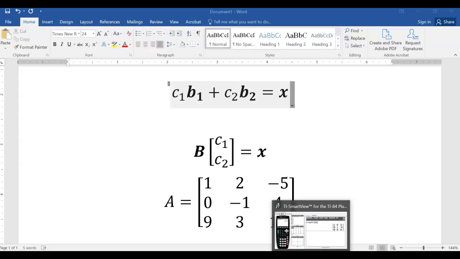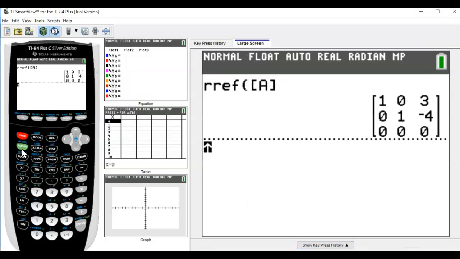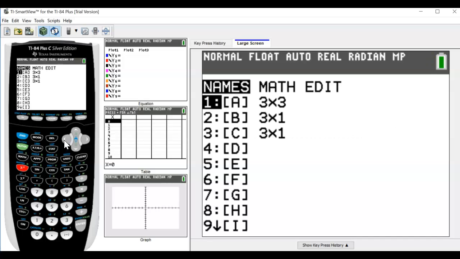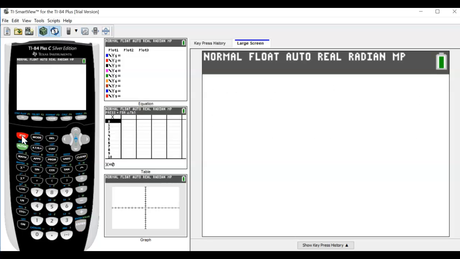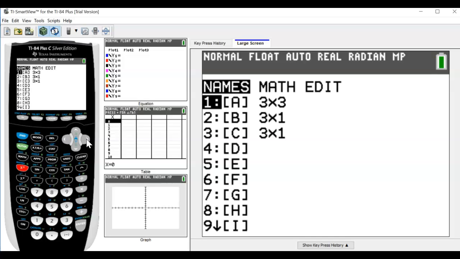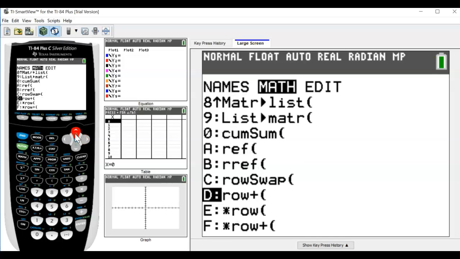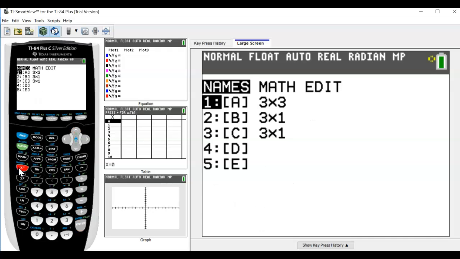And to test that, the quick and easy way to do that is to go to our calculator. Now, I've already done this in my matrix menu. Again, second matrix, go over to edit. For matrix A, I've already put in 1, 2, negative 5, 0, negative 1, 4, 9, 3, 15. And so I'm going to go back to the home screen and then go to matrix, edit, math, row reduced echelon form of our matrix A.